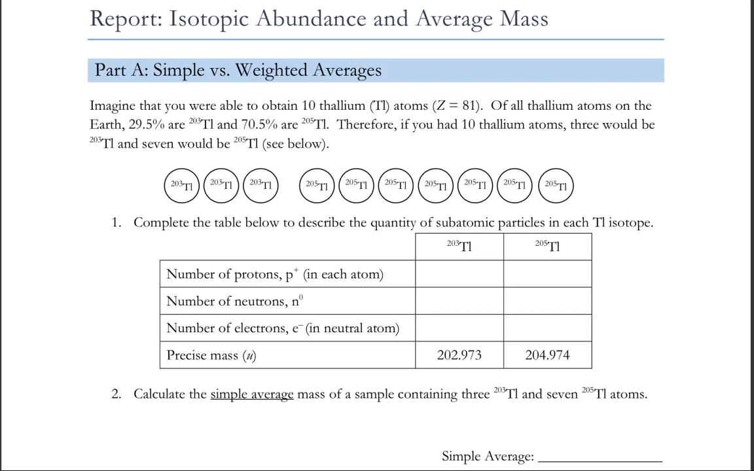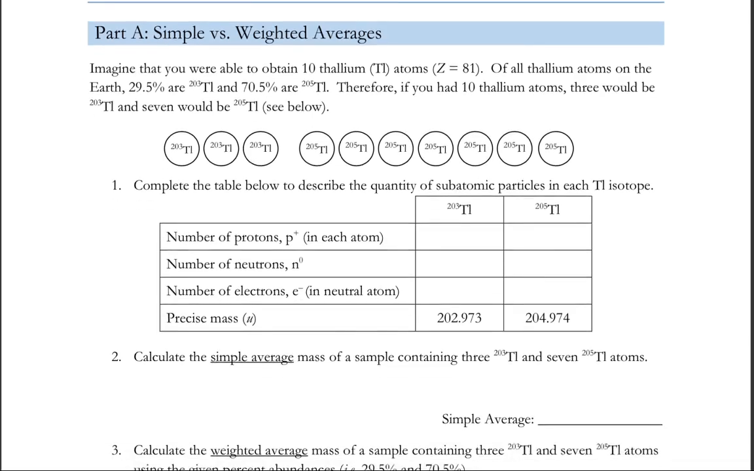So first off, we're told to complete the table. So number of protons for each, number of neutrons. So mass number is, remember, number of protons plus number of neutrons. The number of electrons in the neutral atom, well, in an atom, by definition, it's neutral, so that means equal protons as electrons. We're told what the precise masses are. For thallium 203, it is 202.973 U's, and for thallium 205, it's 204.974 U's.